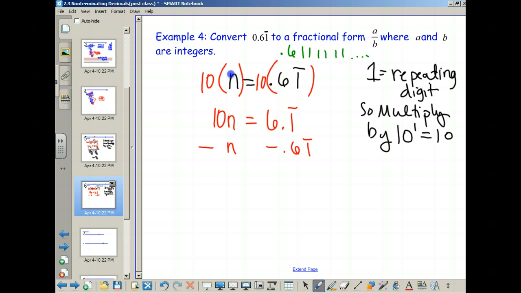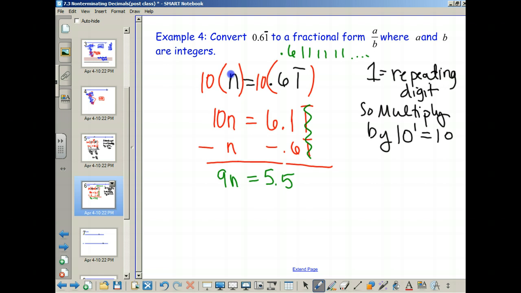So, how I really want this to be, how I wrote it before, like this. Because then the 0.1 repeating do line up. And now I'm subtracting 6.1 minus 0.6. So I have 9n on the left. What is 6.1 minus 0.6? 5.5. Oops. Okay, my goal is again to find out what n equals, so what do I do next?